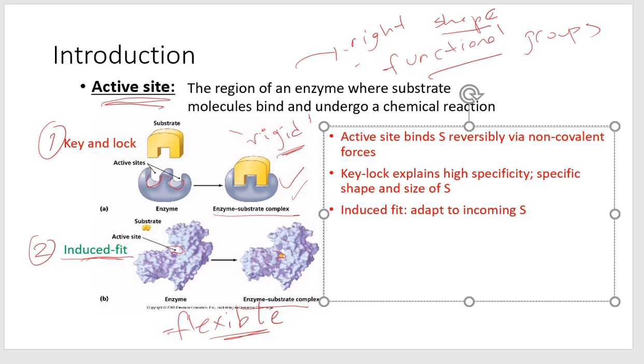In this model, the enzyme molecule changes shape as the substrate molecule gets close. The change in shape is induced by the approaching substrate molecule. That's why it's called induced fit. The active site adopts a shape that is complementary to the substrate. This is a more sophisticated model. It relies on the fact that enzymes are flexible. Okay, let's move on.